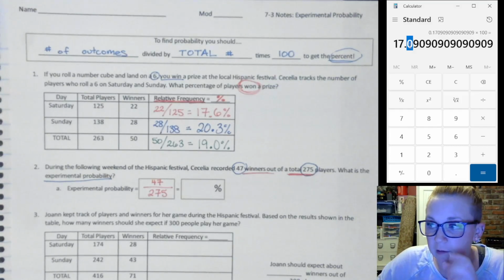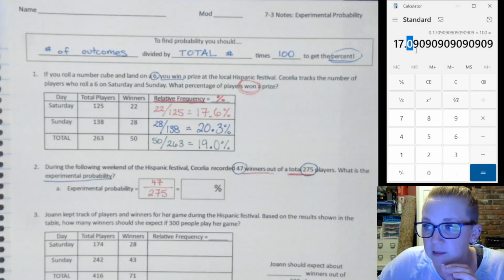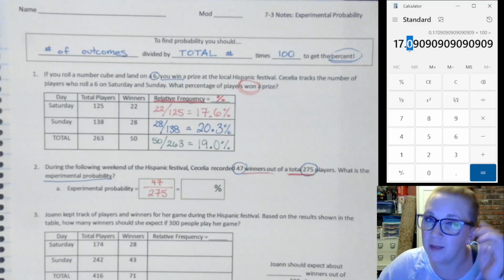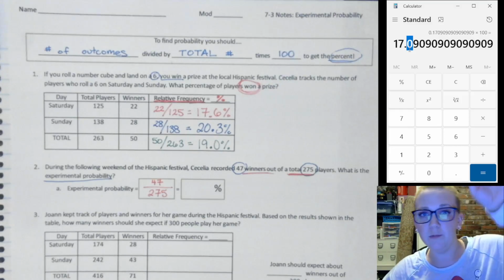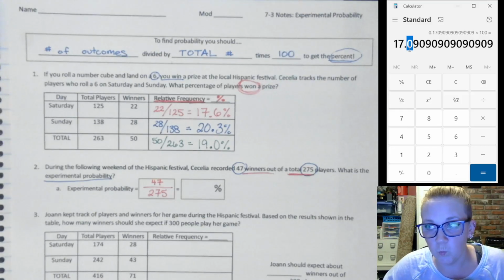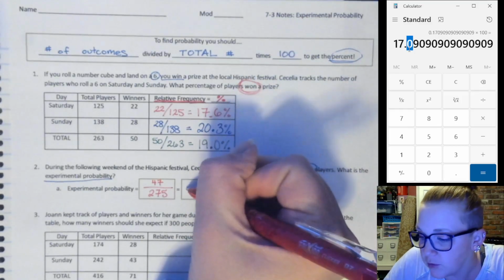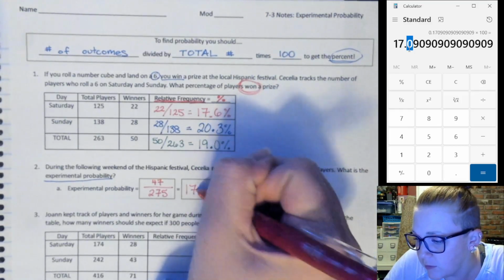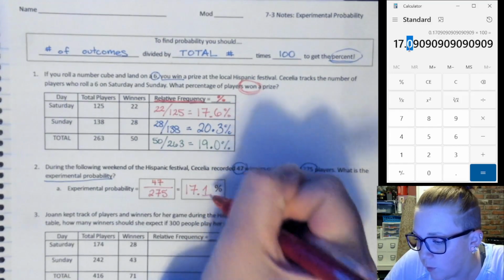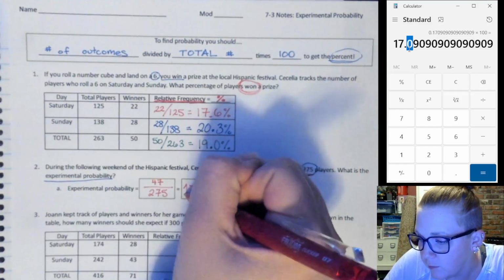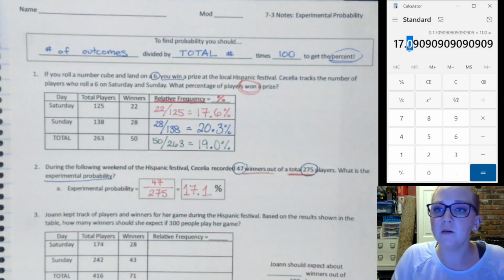So look at the number right after that. It's a 9. So think about it. Will the 9 make a 0 go up or stay? Hopefully you said go up. So it's going to turn into 17.1%.